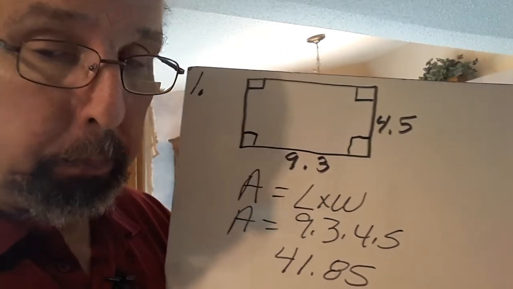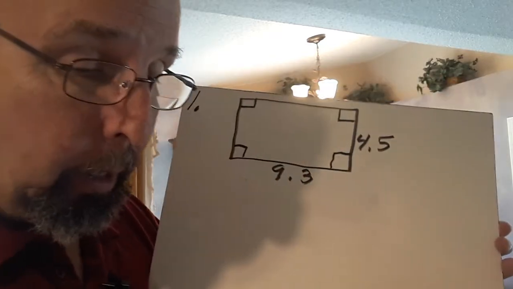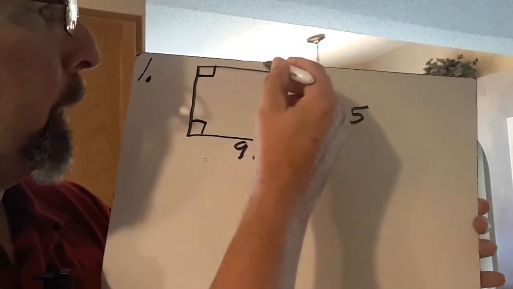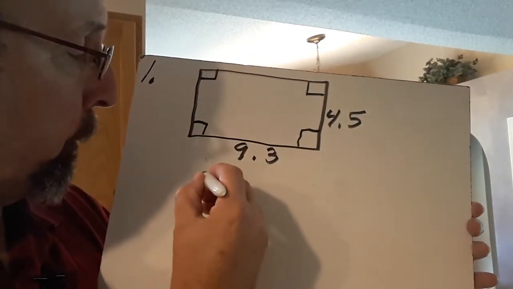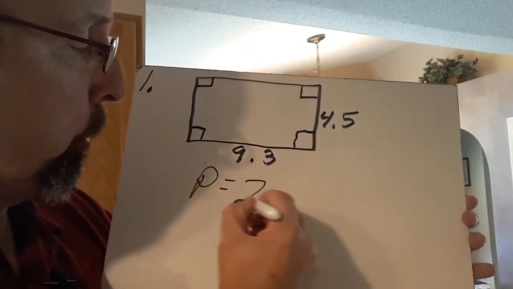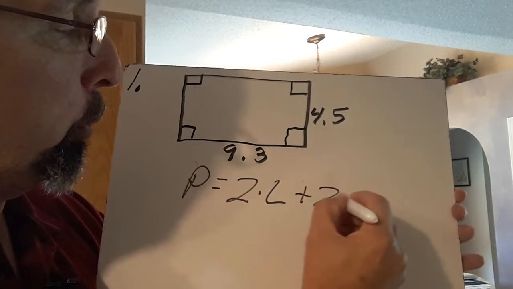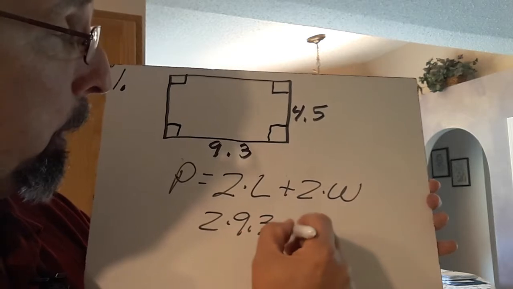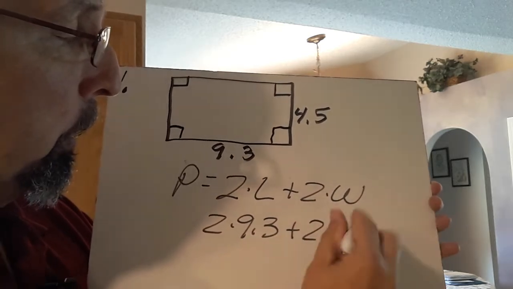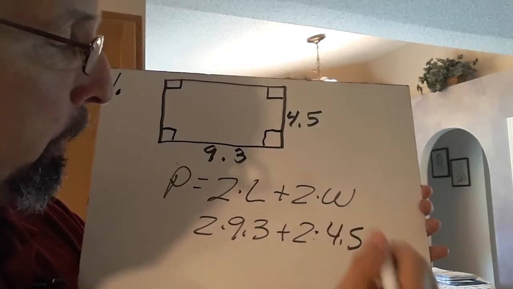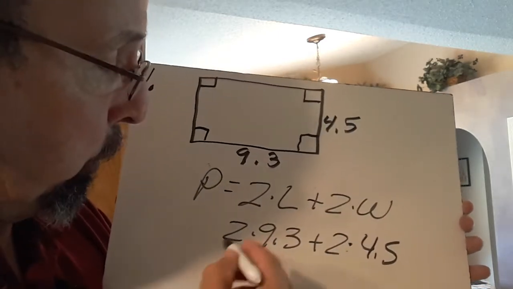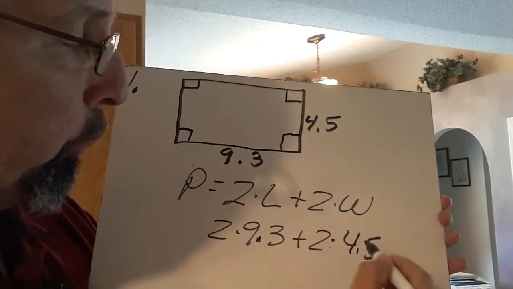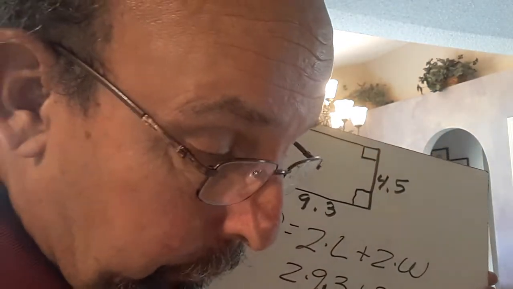All right. So perimeter, real quick. Perimeter is the distance around it, but since the opposite sides are equal, this side up here is 9.3, this side over here is 4.5. So we're going to say the perimeter equals 2 times the length plus 2 times the width. So you're going to have 2 times 9.3 plus 2 times 4.5, all right? And when you do the math, the perimeter is going to be 27.6.